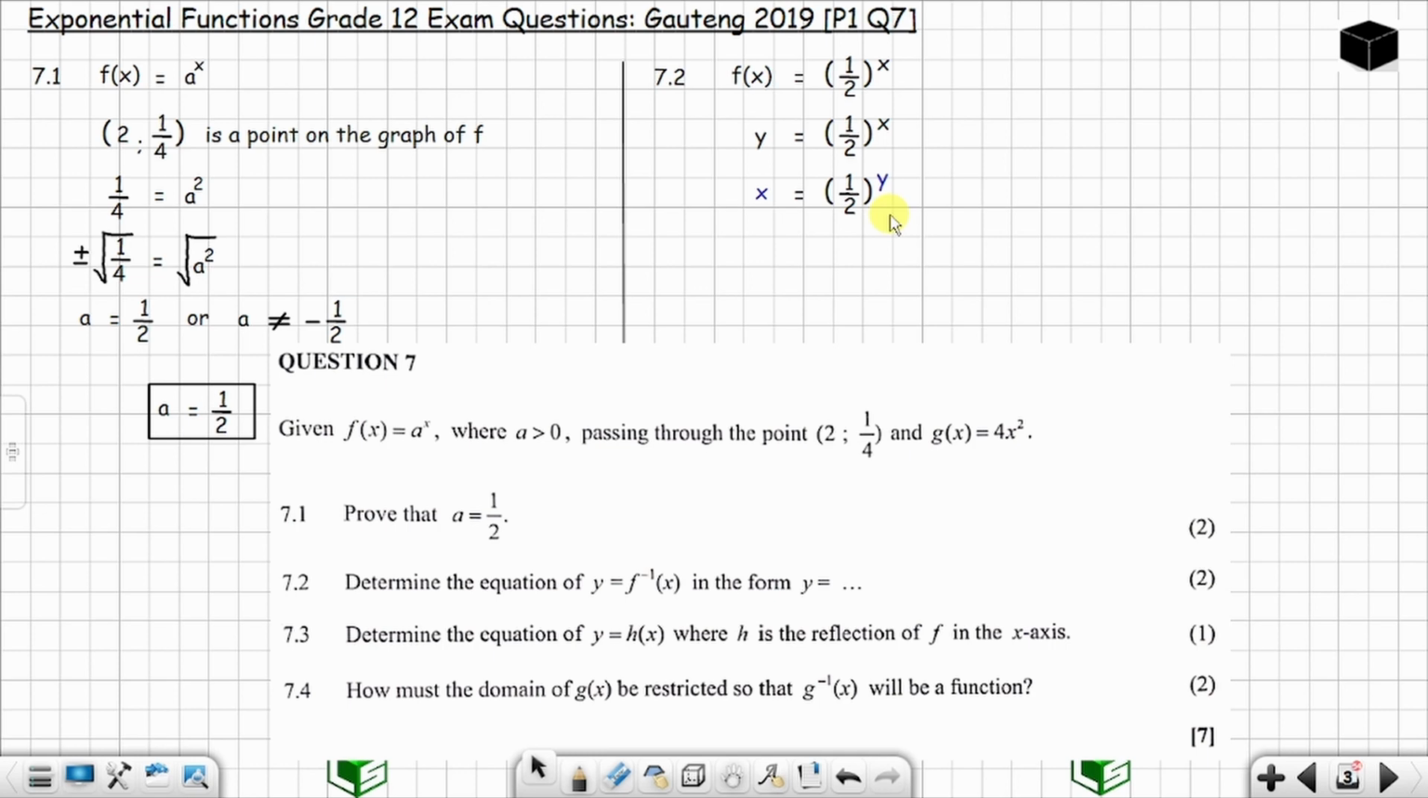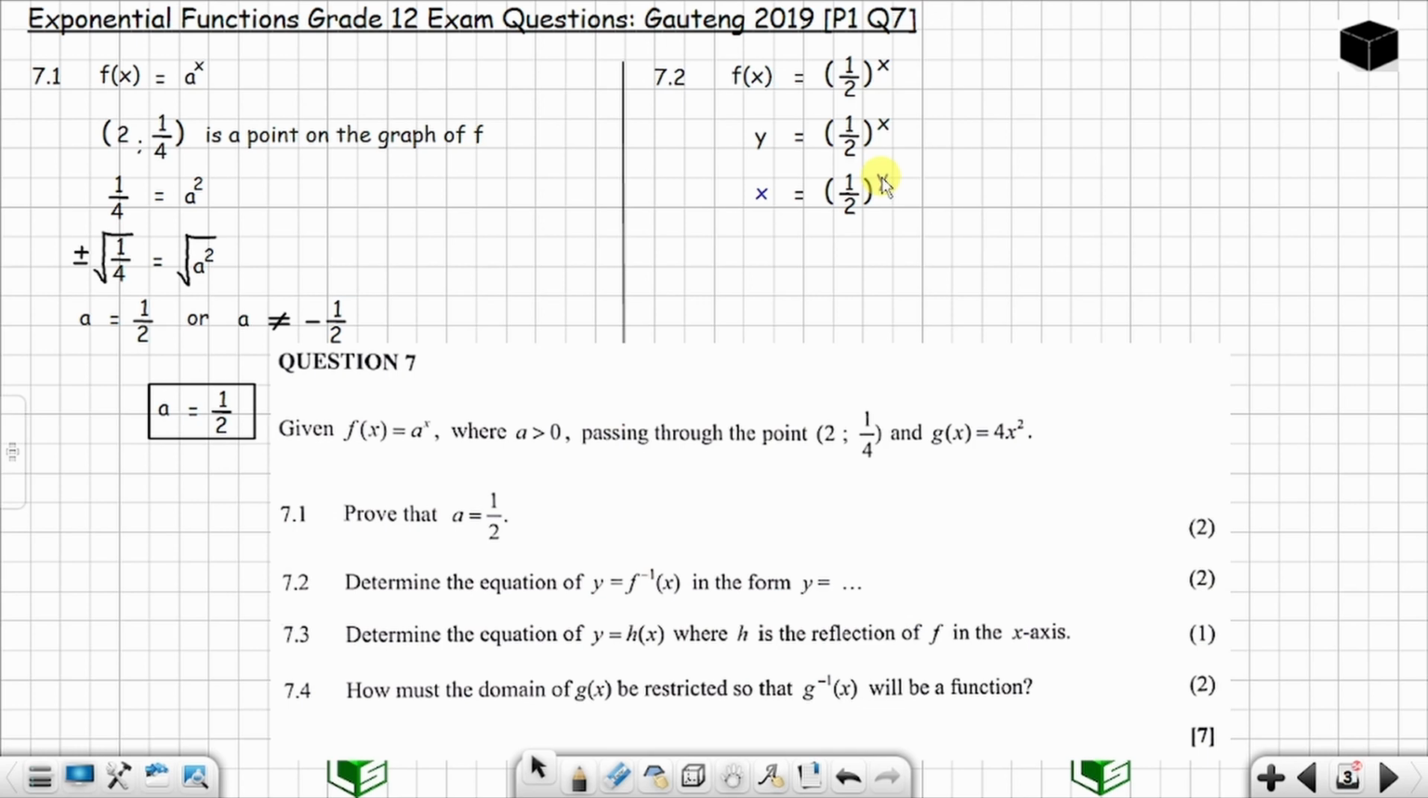Now what you have to do is make y the subject of the formula. You can see y is the exponent, so you have to introduce log on both sides so that you can solve for y.